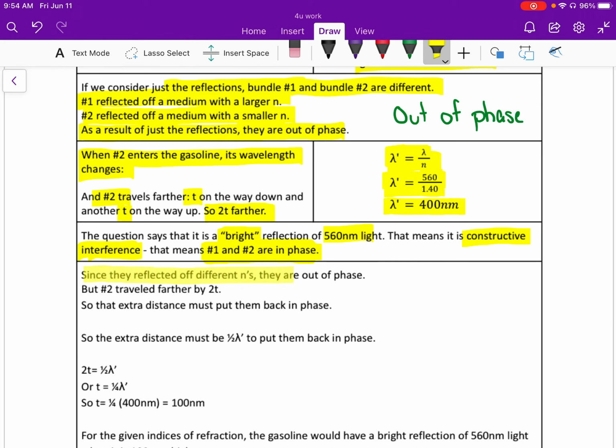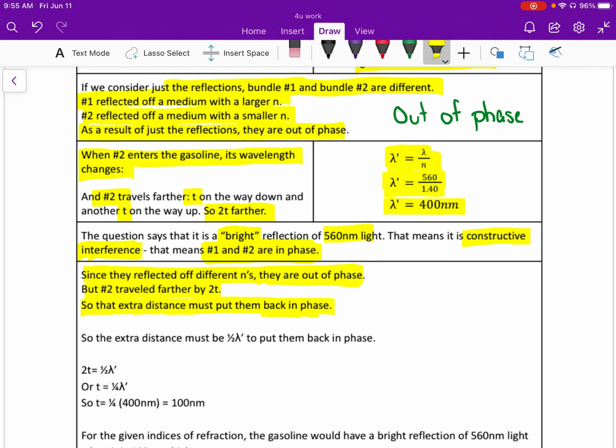But because they reflected off different materials, different ends, one reflected off a larger, the other reflected off a smaller, they're kind of out of phase. The reflections are putting them out of phase, but also number 2 traveled a little bit farther. The question requires them to be in phase, but if we just look at the reflecting, it puts them out of phase. So that extra distance that number 2 traveled must be the right amount of distance that puts them back in phase. We need to put them back in phase because of the extra distance.